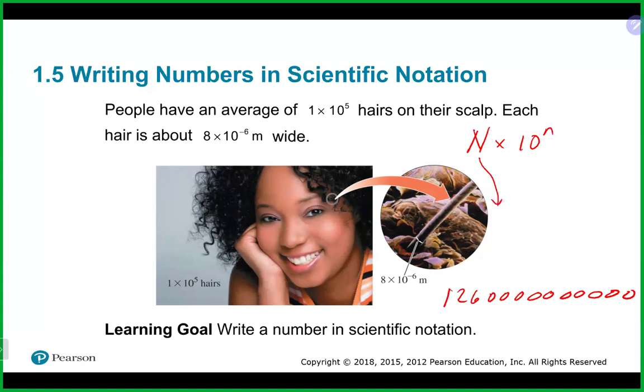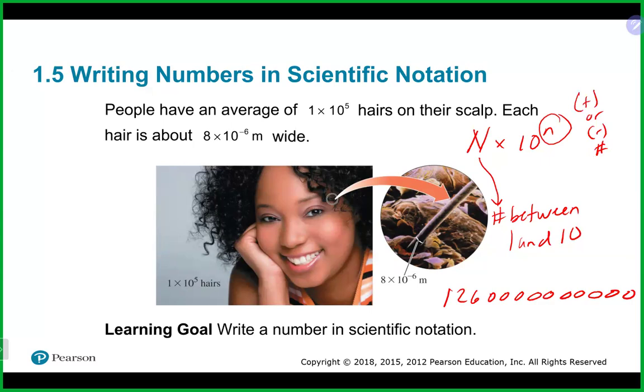This first N is a number between 1 and 10. Now, it usually is not 10. It can actually be 1, that's okay, but not 10, so it's got to be less than 10 and 1 or above. And in the times 10 part, the little n can be either a positive or negative number. What determines whether it's positive or negative is which way you have to move the decimal point to get it to a number between 1 and 10. That is the general format.